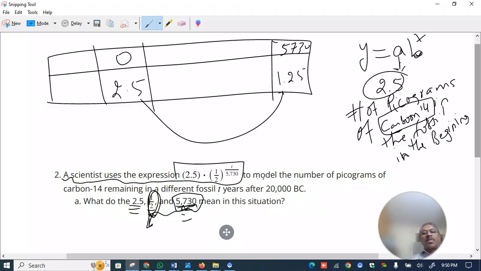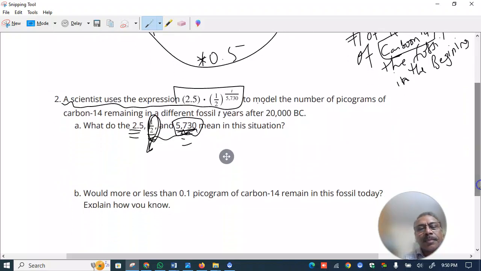So that's all you're supposed to write: that every 5730 years, the amount of carbon 14 in the fossil becomes half, which is 0.5. So when you multiply by half, that's what you get. Now, that takes care of the first part, and there is a second question.